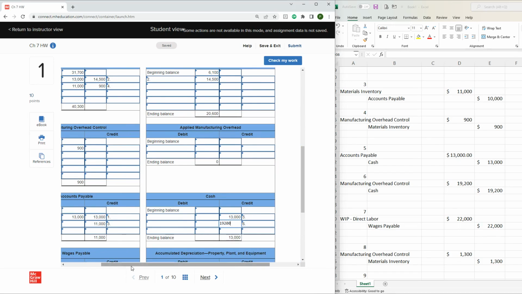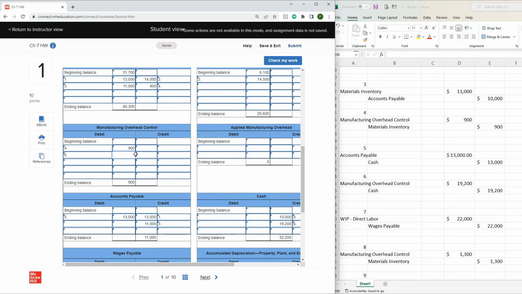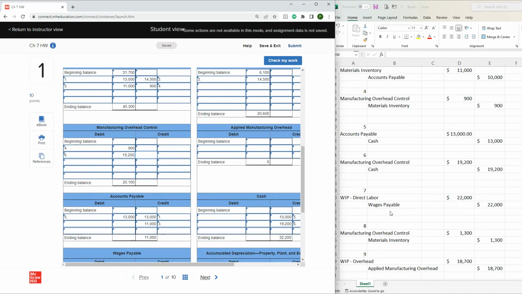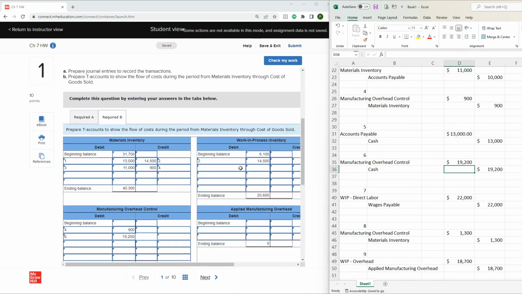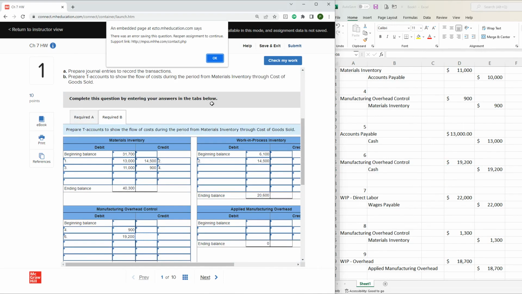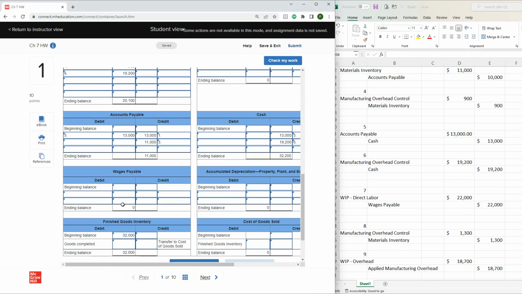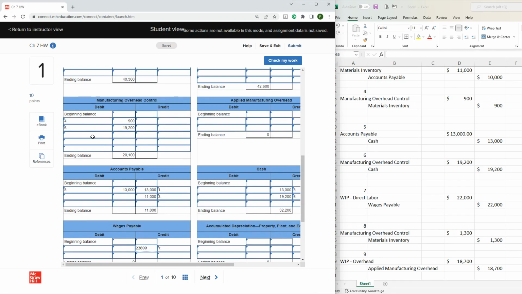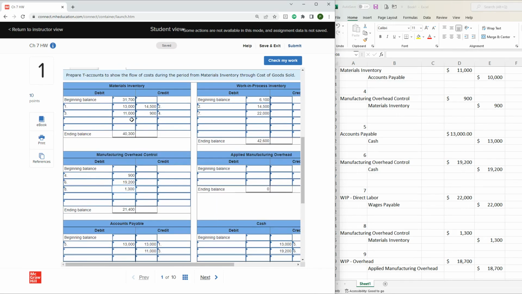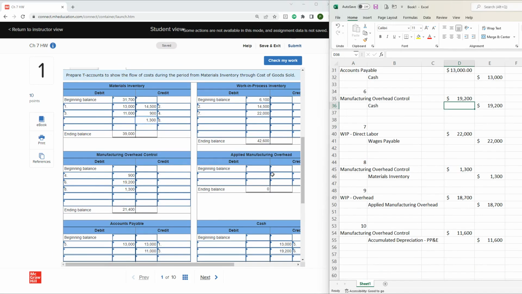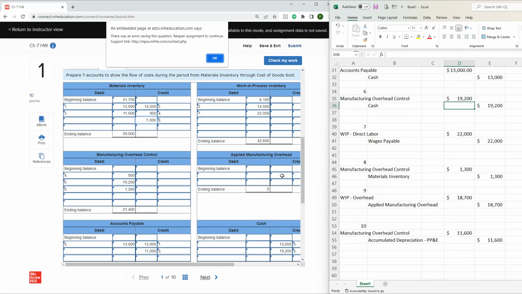Number 7, we have a debit to work in process again for direct labor for $22,000, and a credit to wages payable for $22,000. Number 8, manufacturing overhead control debited for $1,300, and materials inventory is credited for $1,300. Number 9, we're applying manufacturing overhead $18,700, so we're going to credit $18,700 here and select number 9.